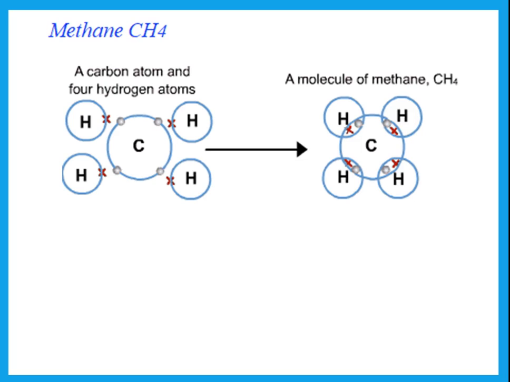And each hydrogen is sharing 1 from itself and 1 from the carbon, and that means it has a total of 2 in that first energy level, and that is full. You can either draw it with a circle, or you can draw it without a circle. Please sit down and practice drawing these things, and it's important to draw them accurately as shown.